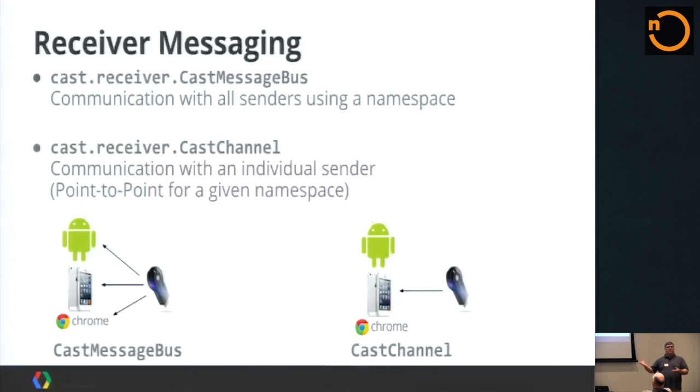So you can imagine we're all sitting here and we're all playing a game, right? Imagine we're all playing poker against each other, right? For the face-up cards, I would show them on the television and I would broadcast those out to everyone with a messaging bus. But you all would have your own private hand, sort of your face-down cards. And those I would send to you on a cast channel so that it only goes to you. It's more of a point-to-point communication rather than a broadcast.